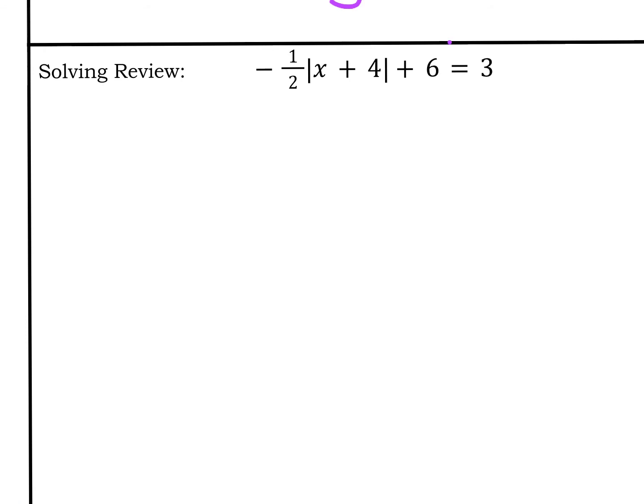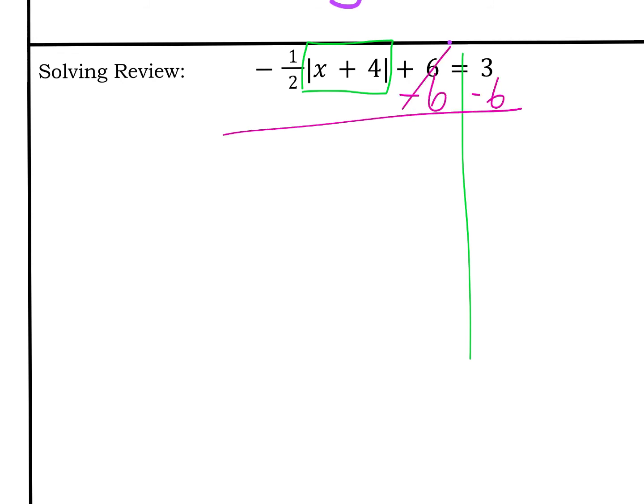Okay, so for our last problem here, we are going to solve. So I'm going to draw my line down the equal sign, and we are going to isolate this absolute value and everything in it. So I need to get rid of the positive 6, so I'm going to subtract 6 on both sides. And I still have that -1/2 absolute value of x plus 4. Over here, I now have a -3.